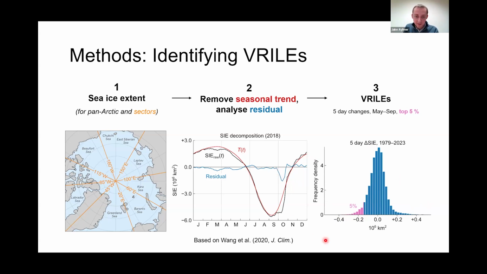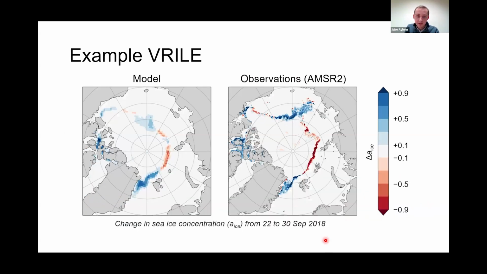So let's finally look at an example of a rapid ice loss event simulated in the model. On the left here, I'm showing change in sea ice concentration from the 22nd to the 30th of September 2018. That's the dip that I showed on the previous slide. This is the end of September, so we expect sea ice to basically be growing at this time of year.